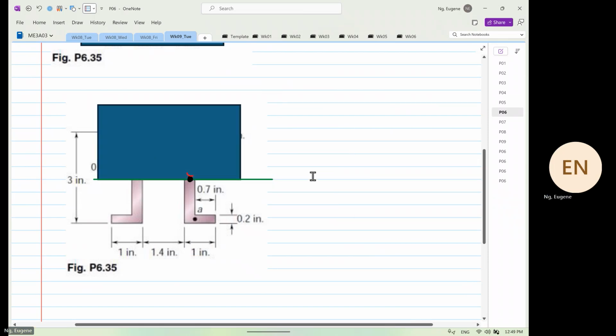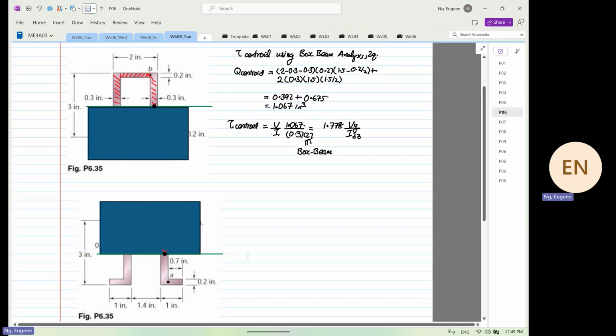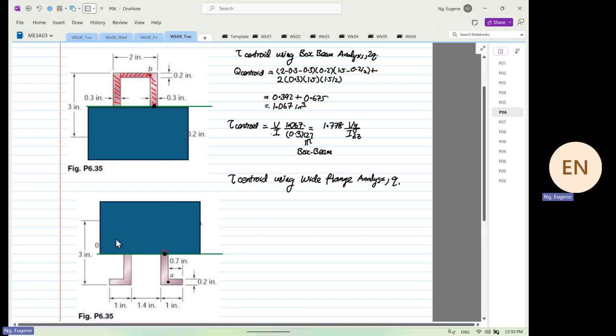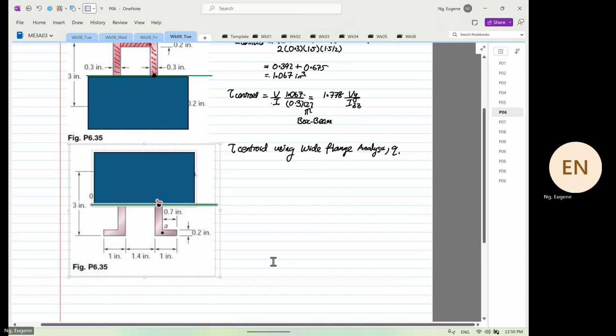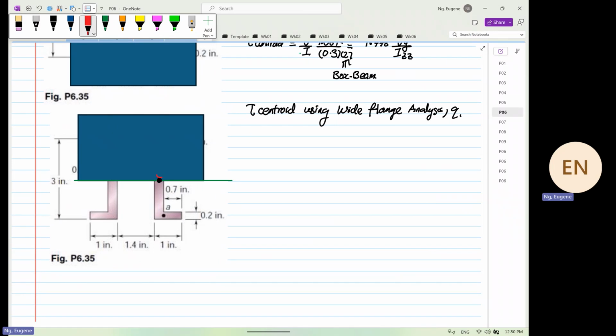Now I cover the top. So we are now going to determine tau centroid using wide flange. And in wide flange analysis, we only need to consider Q. So we know based on our shear flow design, this is how our Q will look like at the bottom part.